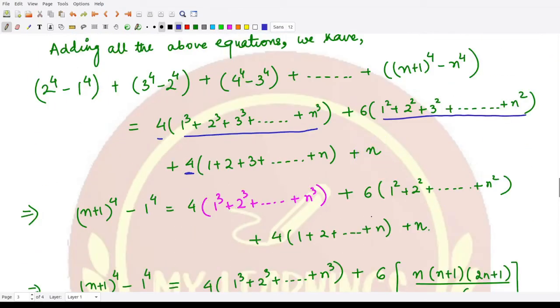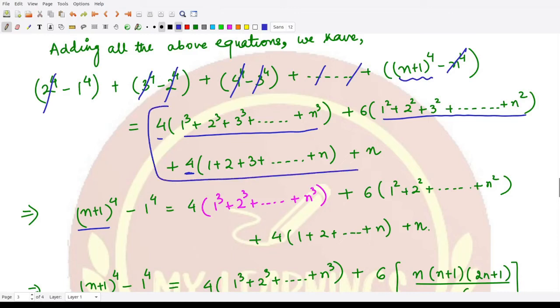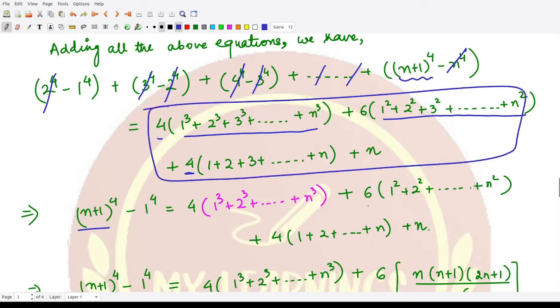Now you see we can cancel these terms. Similarly, in the next expression we would cancel these terms and so on. So all the middle terms would be cancelled. What about this last term? In the last term you see we have this n cube cancelled with the previous term. So we are only left with n plus 1 raised to power 4 minus 1 raised to power 4 on the left hand side, right? The right side I have just copied down here, right?